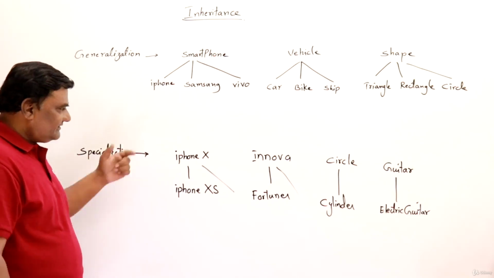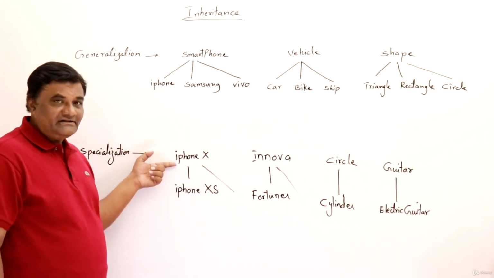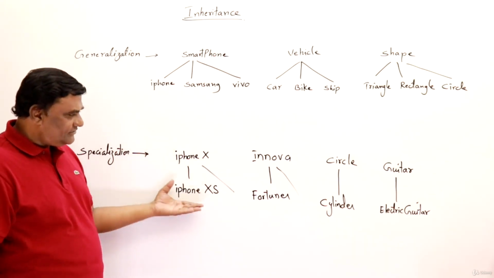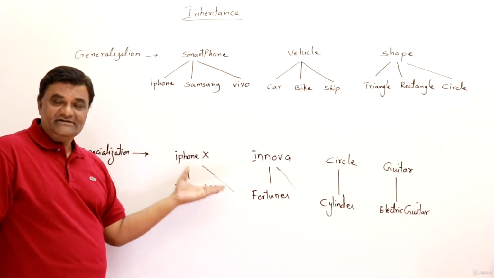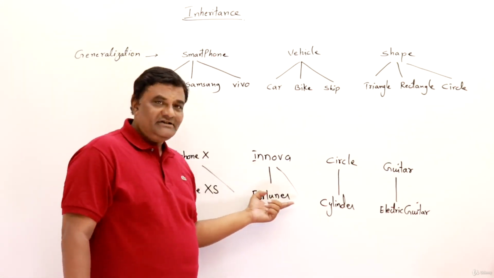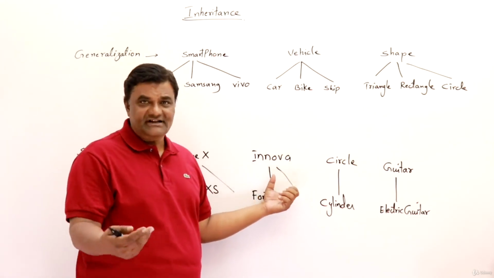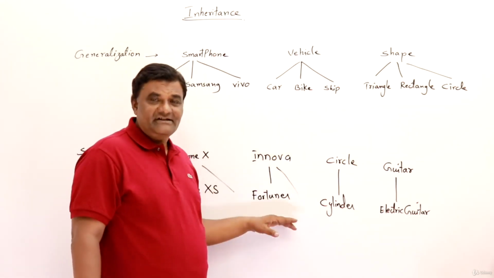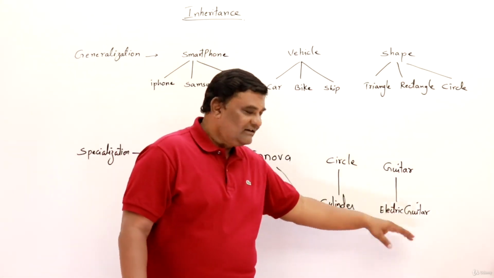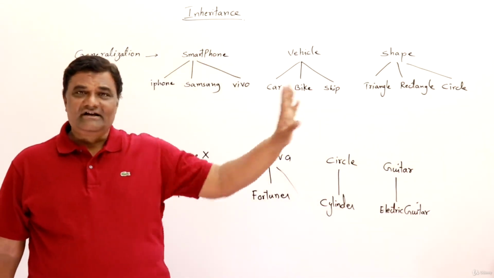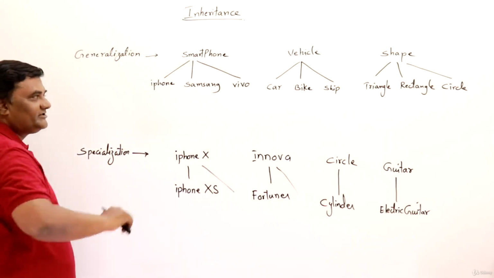Now coming to this, iPhone 10, iPhone 10s. This is a phone and this is an extension of this one having more features. iPhone 10s Max is also there, so that is also inheriting the features. Fortuner is a car like Innova, having all the features of Innova plus extensions. So this is base class or derived class, superclass, subclass. Circle, cylinder, guitar, electric guitar. So all these are hierarchies, but I am saying that this is generalization and this is specialization.